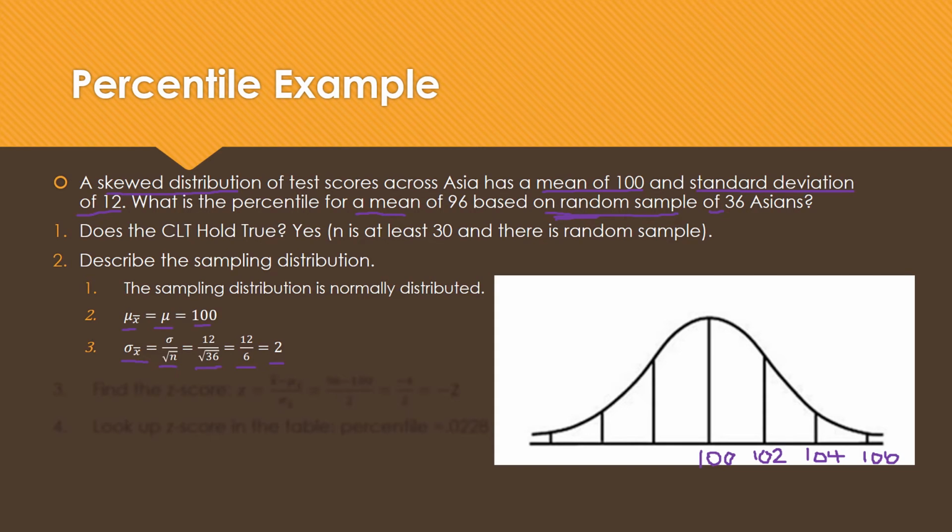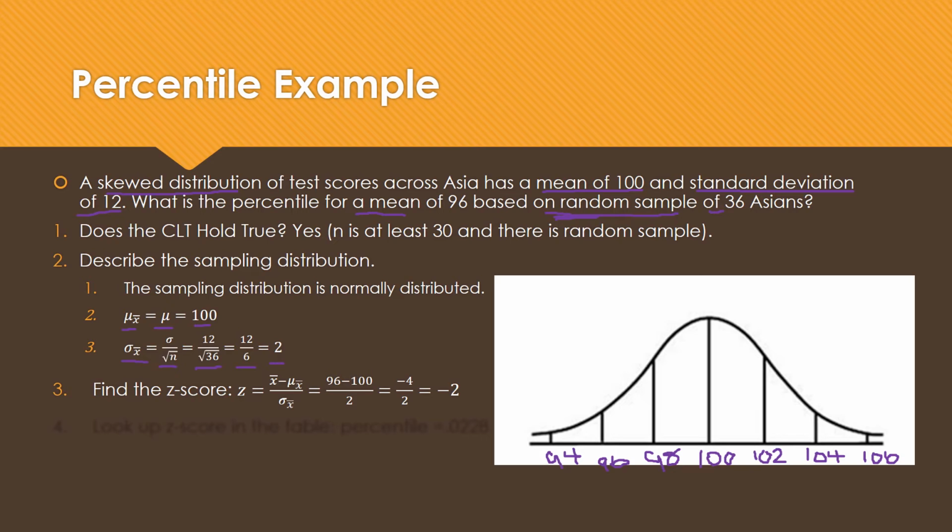And then we can do the same thing here, but go to the left, and so we get 98, 96, and 94. Okay. Then our next step is to find our z-score.